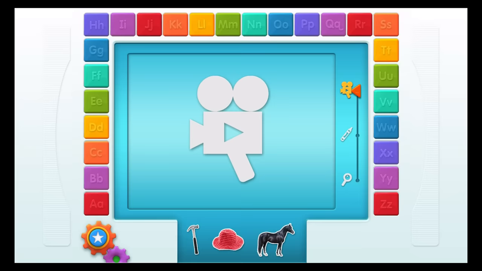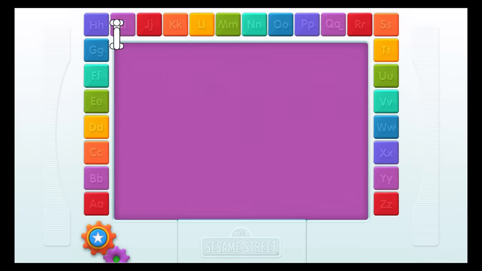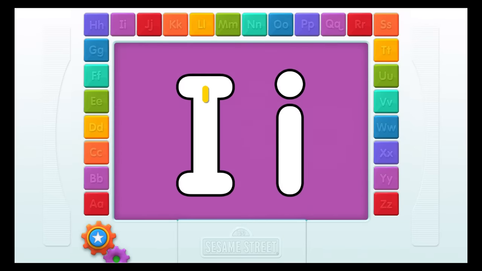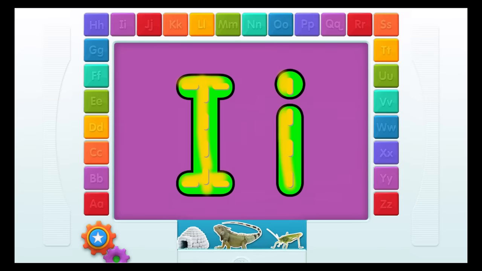Something else. I. Elmo loves this letter. Draw the letters with your finger. You drew a letter. Now make the lowercase letter. I. You did it. Video.